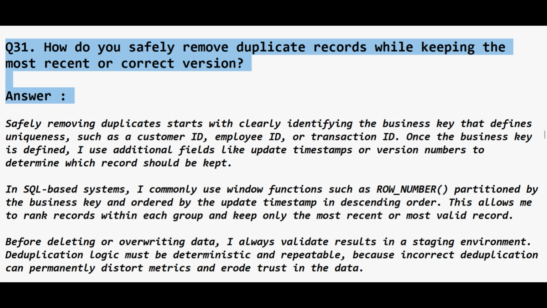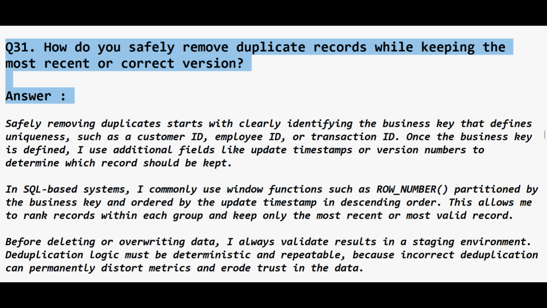Question 31. How do you safely remove duplicate records while keeping the most recent or correct version? Answer. Safely removing duplicates starts with clearly identifying the business key that defines uniqueness, such as a customer ID, employee ID, or transaction ID. Once the business key is defined, I use additional fields like update timestamps or version numbers to determine which record should be kept.